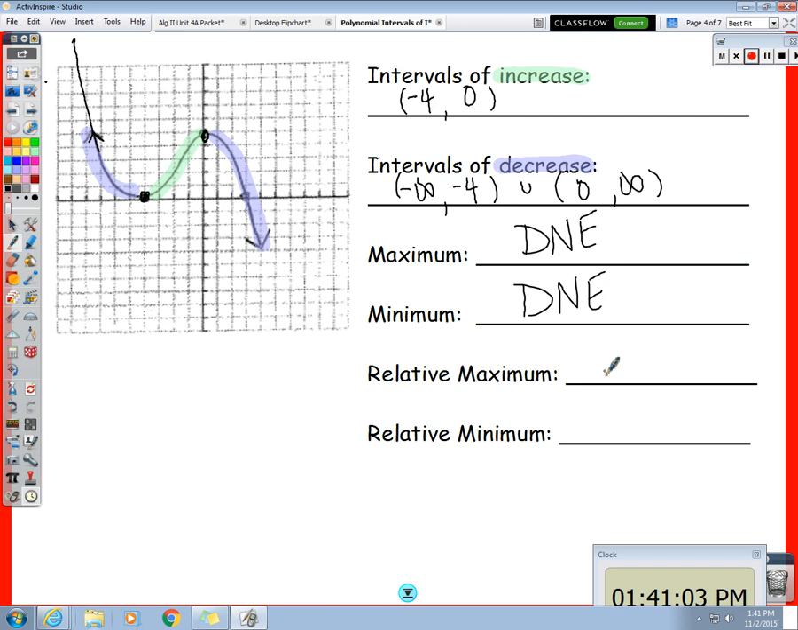What about a relative max? What's the coordinates of it? 0, 5. Relative min? Right. No, really that point doesn't even have to be plotted there. Just go with where it changes directions. Okay, now your classwork is to do 4 and 5 by yourself.